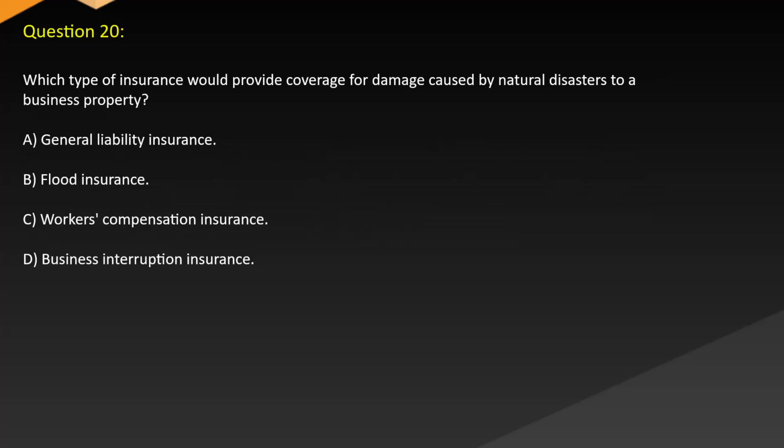Question 20. Which type of insurance would provide coverage for damage caused by natural disasters to a business property? A. General liability insurance. B. Flood insurance. C. Workers' compensation insurance. D. Business interruption insurance.